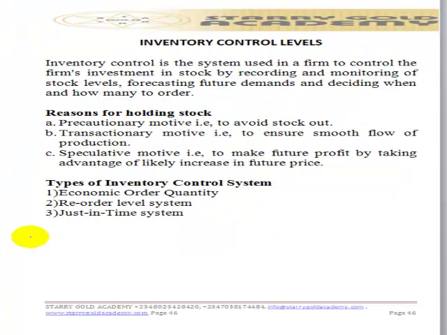Now let's look at the various control levels. Inventory control is the system used in a firm to control the firm's investment in stock by recording and monitoring of stock levels, forecasting future demands, and deciding when and how many to order. Now, there are three reasons why an organization would need materials or demand for it. Precautionary motive, in this case to avoid stock out, that is running out of stock.